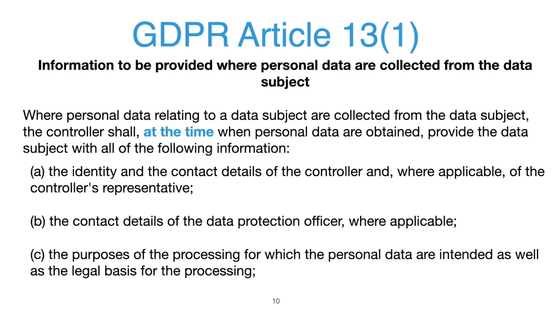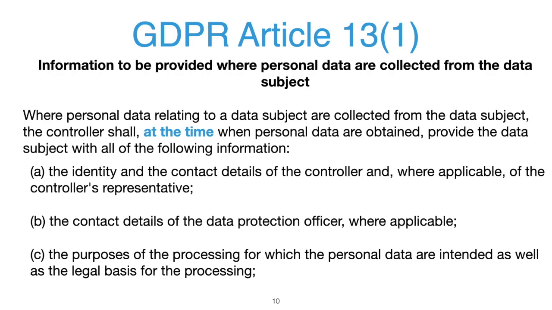In Part B, we must provide the contact details of the data protection officer. So we'll talk about the data protection officer at a later stage, but the data protection officer is a person within an organization that works for the controller or on behalf of the controller that is responsible for the data protection issues. That person is the contact person and the contact point for all the GDPR related issues.